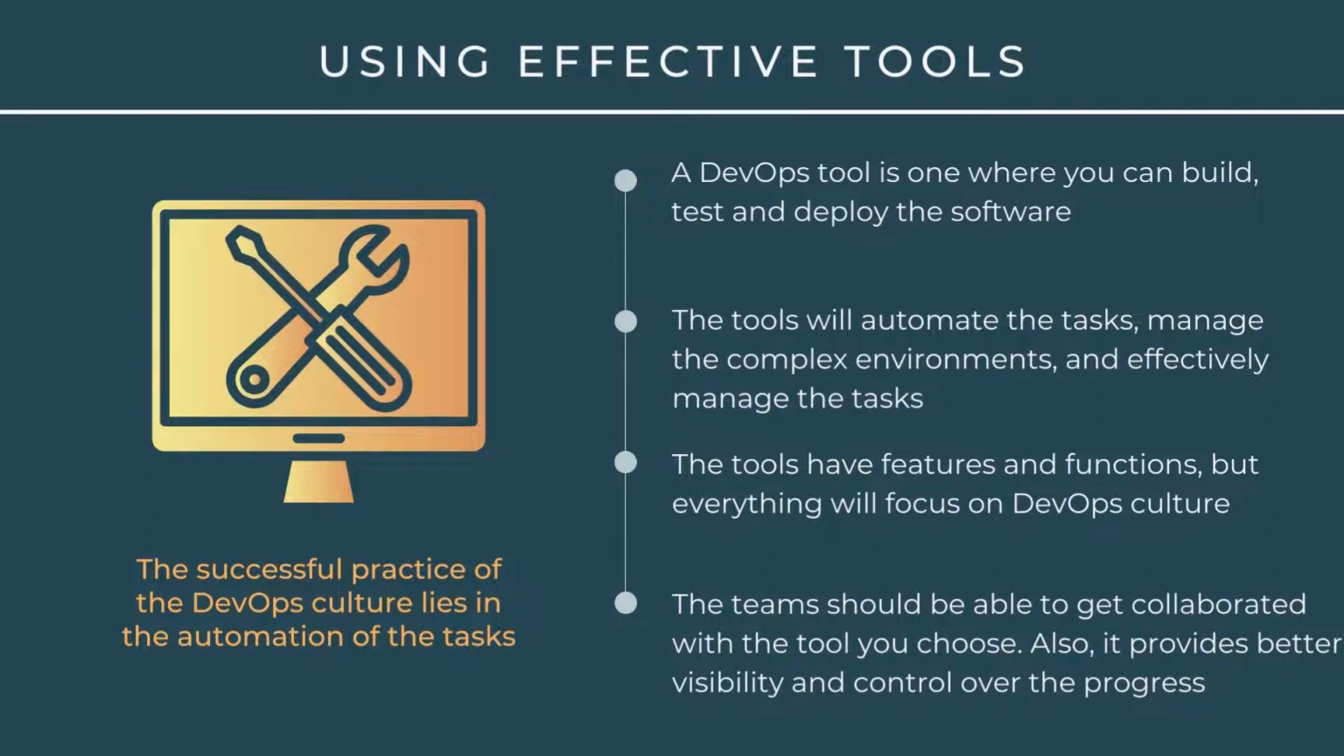Several tools are available, such as Jira, Slack, Jenkins, Docker, Nagios, etc. These tools have different features and functions, but everything will focus on DevOps culture. The teams should be able to collaborate with the tool you choose. Also, it should provide better visibility and control over the progress being monitored.